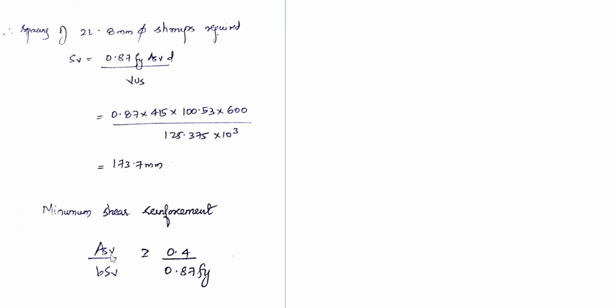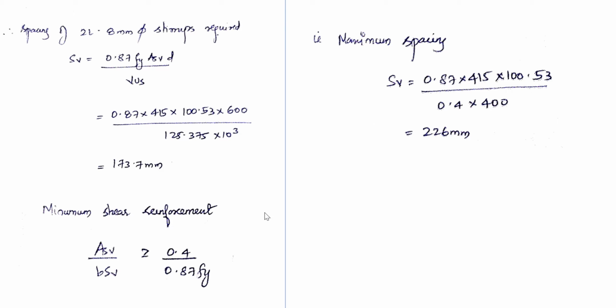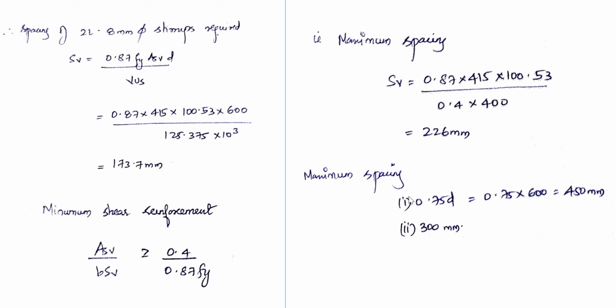So the minimum shear reinforcement ASV by BSV must not be less than 0.4 divided by 0.87 Fy. That is the maximum spacing. I'll get SV is equal to 0.87 into 415 into 100.4 divided by 0.4 into 400. That is 226 mm. That is the maximum spacing. I can denote it as 0.75D, that is 450 mm, or 300 mm. So from these, there is 300 mm, 450 mm and 226 mm. These are the maximum spacing criteria, and our design spacing we got as 173.7 mm. So I will provide two-leg 8 mm at 170 mm center to center.